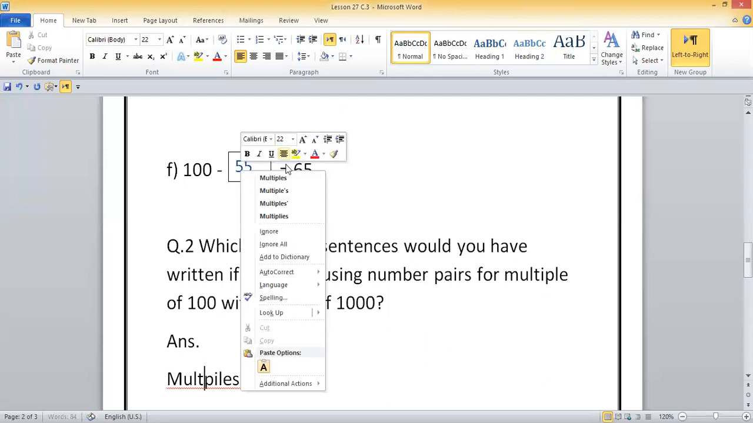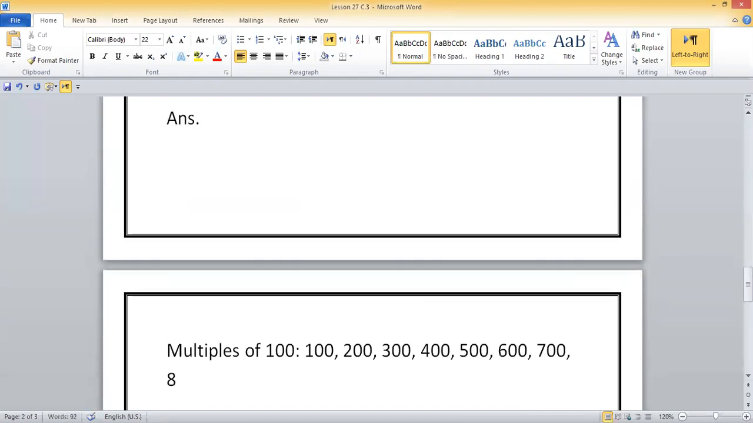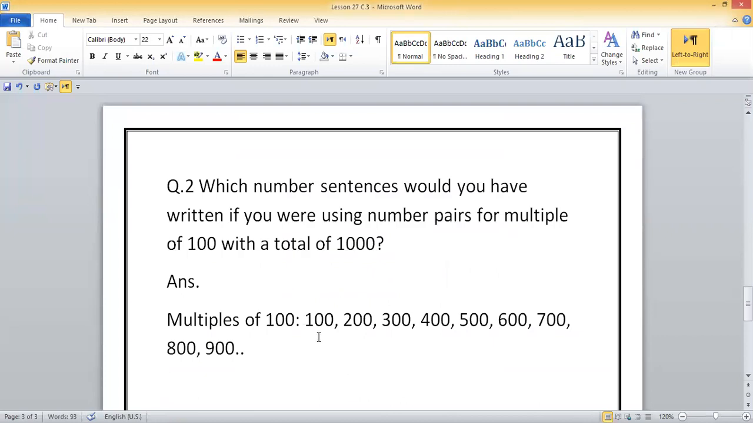Multiples of 100 are 200, 300, 400, 500, 600, 700, 800, 900, 1,000. So these are actually multiples of 100. Okay, but what do we have to do? What we have to do is use them in order to make a total of 1,000.